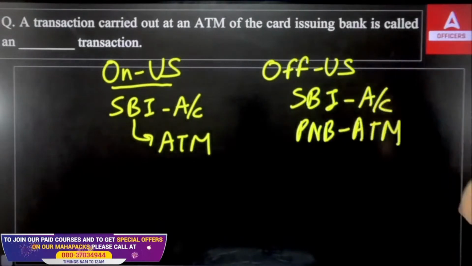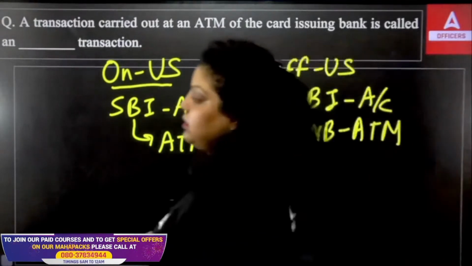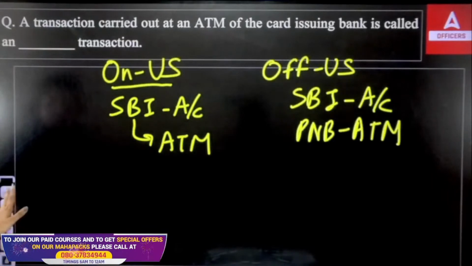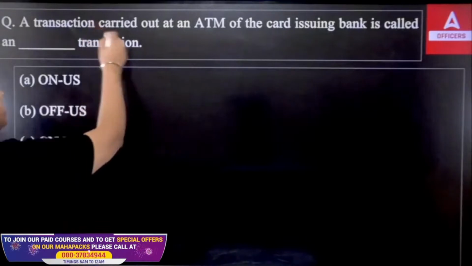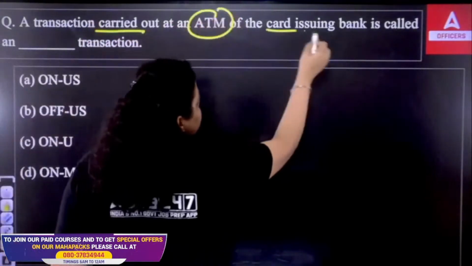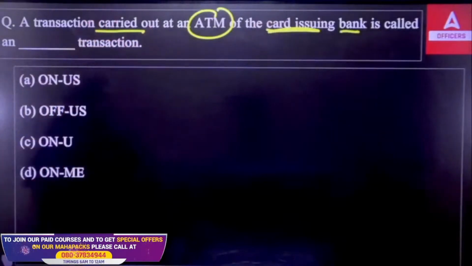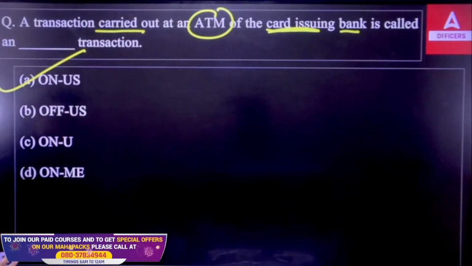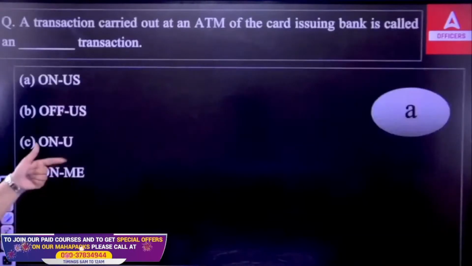So on us and off us transactions are there. On us means you are withdrawing the money from the same bank's ATM, and off us means you are withdrawing from a different bank's ATM. So which of the following will be correct? The transaction carried out at an ATM of the card issuing bank only, the card issued by SBI and you are using the SBI ATM. That's an on-us transaction. Okay, so right answer is A. Right answer is what? A.